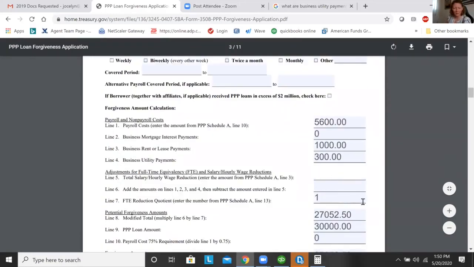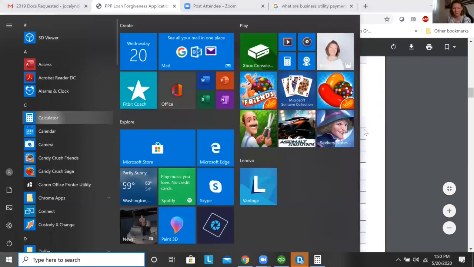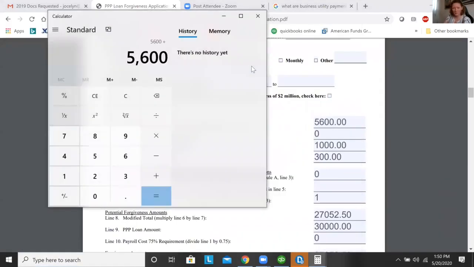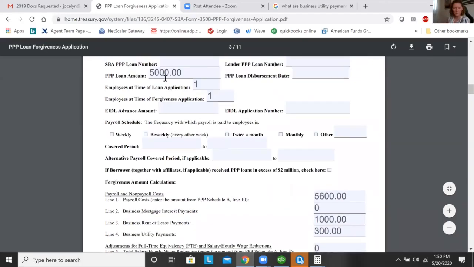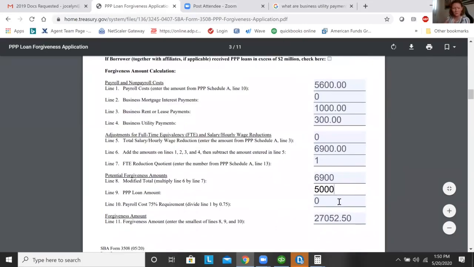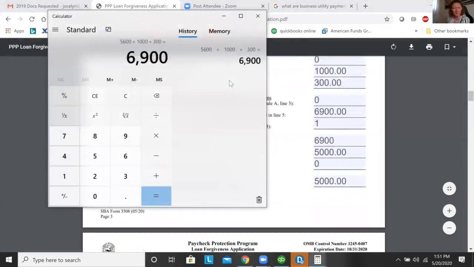At that point, your total hourly reduction will be 0. Add the amounts on 1, 2, 3, 4. Subtract from line 5. $6,900. FTE, you are paying yourself all the PPP, which is based off 2019 tax returns. Multiply line 6 by line 7, that's 6,900. Your PPP loan amount was 5,000, which is what you put up here. Your payroll cost is 5,600.